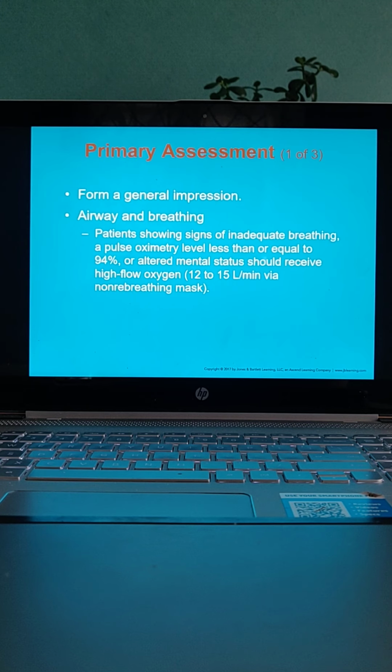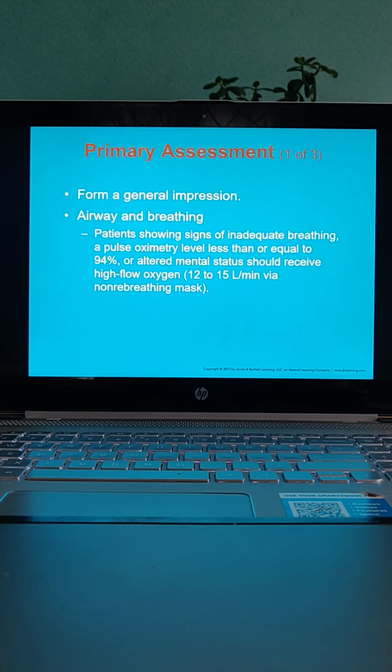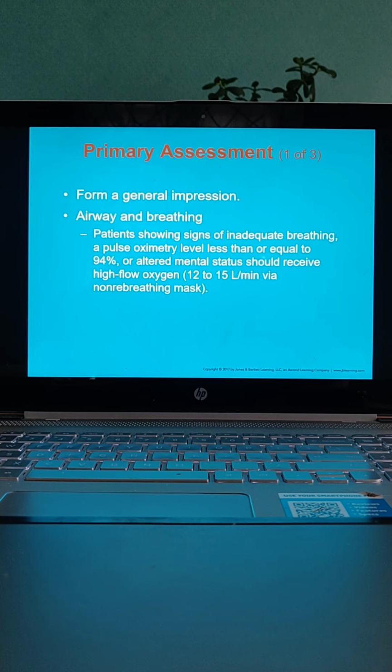So that when you have the NPA in, whether you have it completely in on the right side or completely in on the left side, the bevel of the NPA should be facing the left shoulder once it is completely inserted. Okay? Patients showing signs of inadequate breathing, a pulse oximetry less than or equal to 94%, or altered mental status should receive high flow oxygen, 12 to 15 liters per minute, non-rebreather mask.